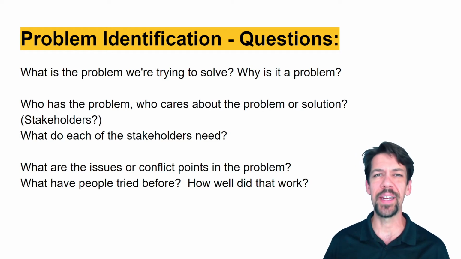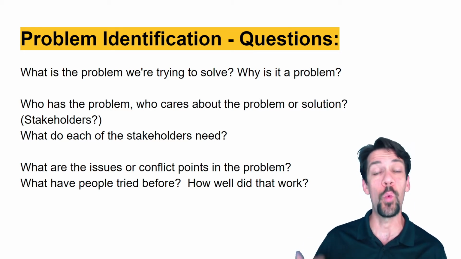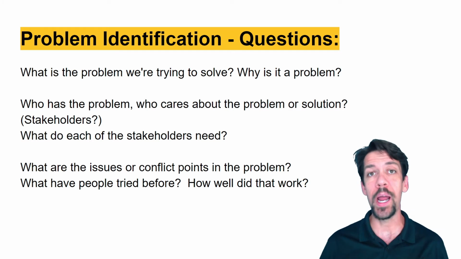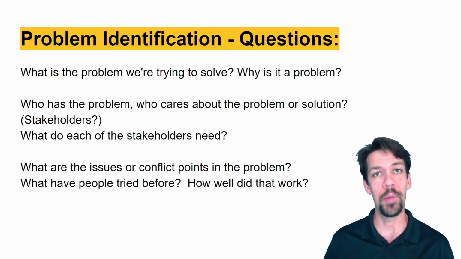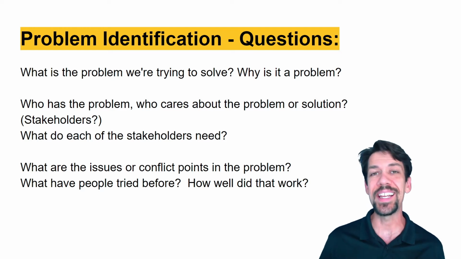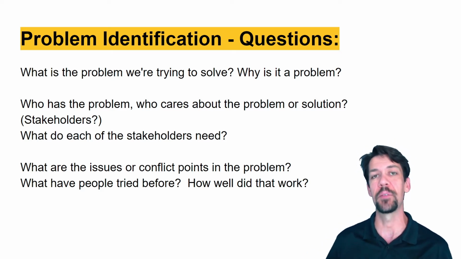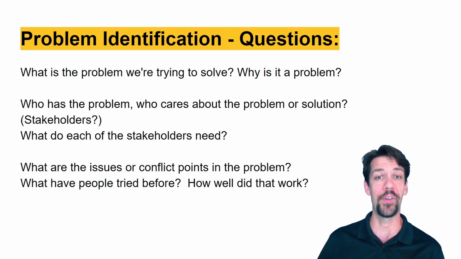In a problem identification, we should be asking ourselves questions like, what is the problem we're trying to solve? Why is it a problem? Who has the problem and who cares about the problem or solution? These are what we call stakeholders. And what does each of these stakeholders need? What are their unique situations and what makes them different? Why should they care and how can they affect the process?